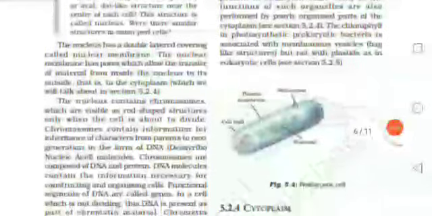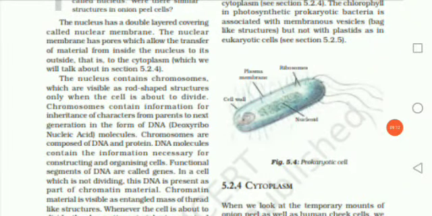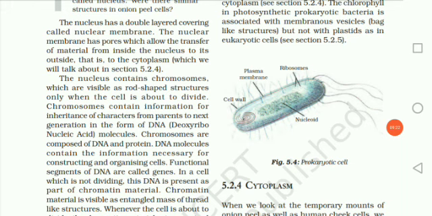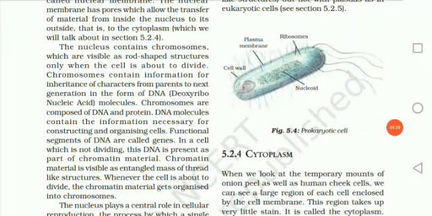Okay, so the nucleus has a double layered covering called the nuclear membrane. The nuclear membrane has pores which allow the transfer of materials from inside the nucleus to outside, that is, the cytoplasm. The nucleus contains chromosomes, which are visible as rod-shaped structures only when the cell is about to divide. Chromosomes contain information for inheritance of characteristics from parents to the next generation. So chromosomes are hereditary material, composed of DNA and proteins. DNA molecules contain information necessary for constructing and organizing the cell. The functional segment of DNA is called a gene.